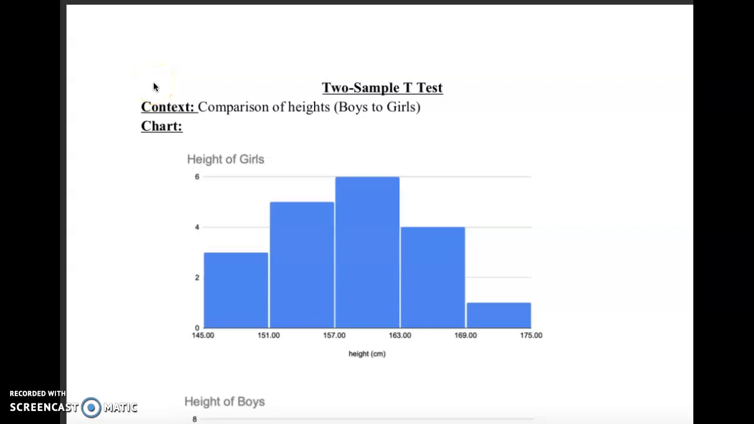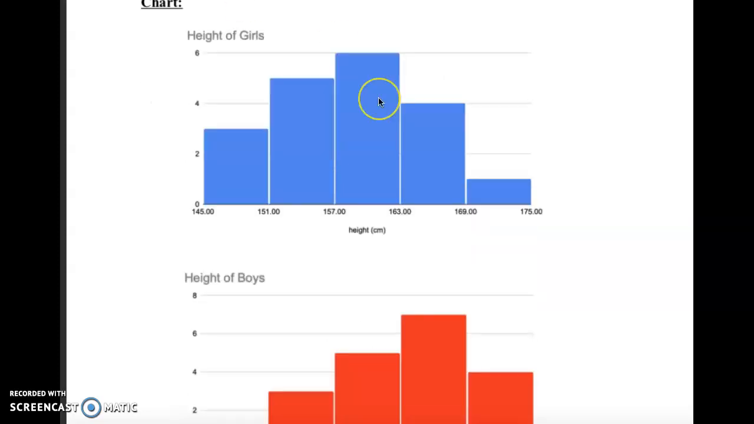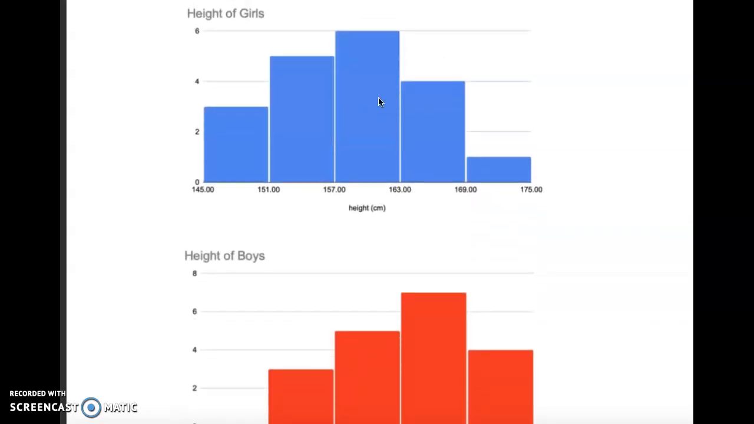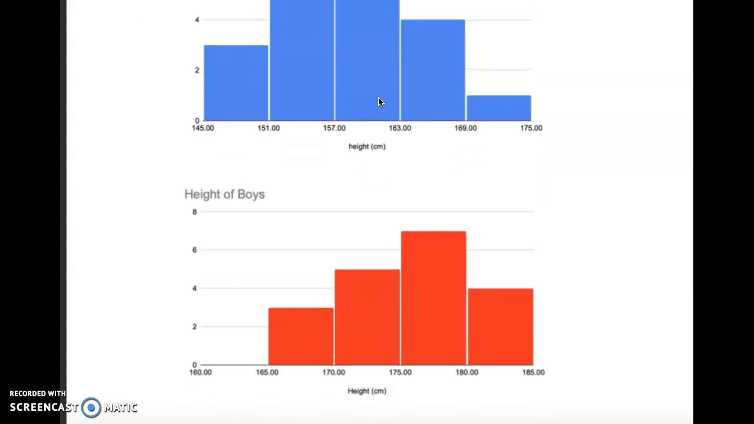Hi, so this is Cielo and I's project for our two-sample t-test. For context, we compared the mean heights of boys to girls. These are our charts. They were both generated using Google Sheets. The first one is for the height of girls and the height of boys.